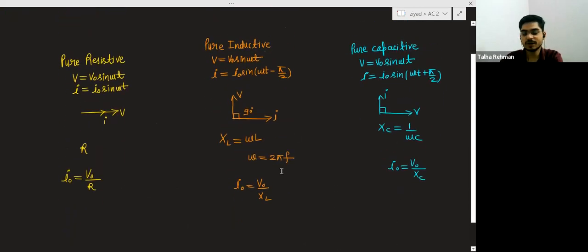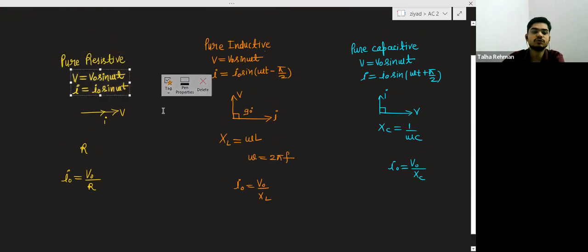Now we were discussing the pure resistive circuit, pure inductive circuit, and pure capacitive circuit. This is just a revision because I will use all these expressions for the series LCR circuit. In the pure resistive circuit, see the equation of the voltage and the equation of the current. V is equal to V naught sine omega t. I is equal to I naught sine omega t. And what is this omega t? I have told you this omega t is known as the phase.